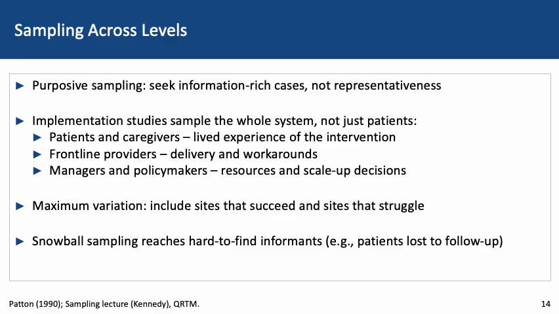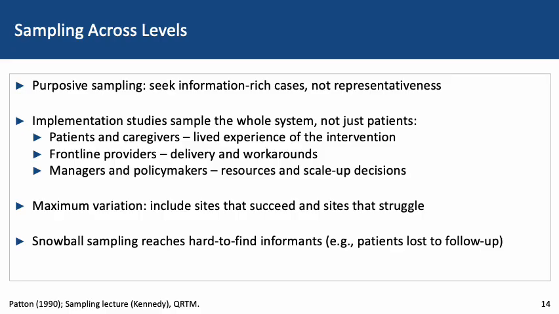Sampling in implementation research follows the same logic that we're talking about. You want purposive cases or rich information cases, not representative cases. So we want rich information and not a random sample. What's distinctive is that we sample the whole system, not just patients. Patients and caregivers might be sampled for lived experience. Frontline providers might be sampled to understand how delivery actually happens. And managers and policymakers might be sampled to understand how resourcing is done, how resources are allocated, and what scale-up looks like.